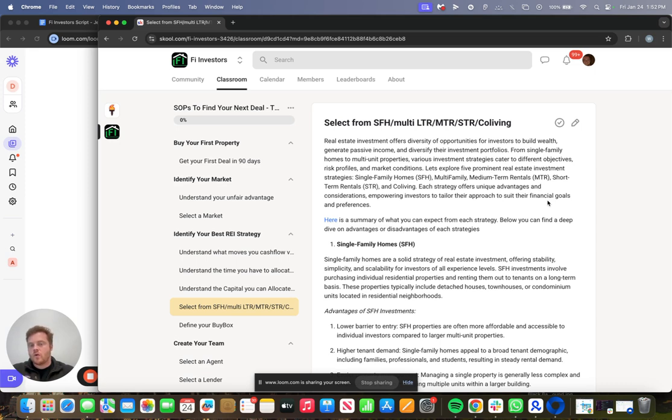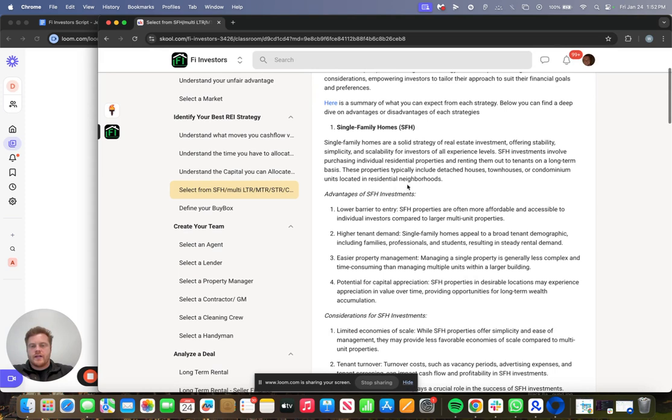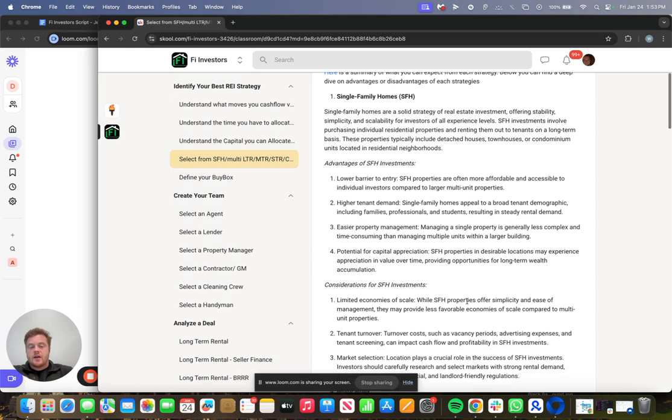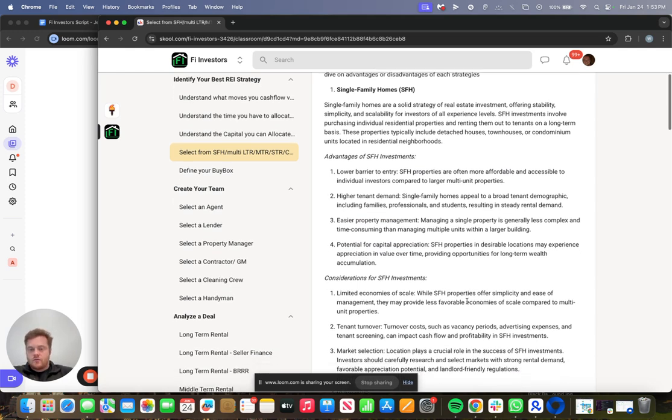So, what I'm going to do is walk you through the different strategies and the different asset types that you can be investing in and that make the most sense for you. So first thing is single family homes, right? Some of the advantages of single family homes: it's a lower barrier of entry, right? They're more affordable and accessible to everyone that's trying to get in. There's higher tenant demand, whether it's co-living or just a normal single family rented out by the house. It's easier on property management and there's a lot of potential for appreciation, right?